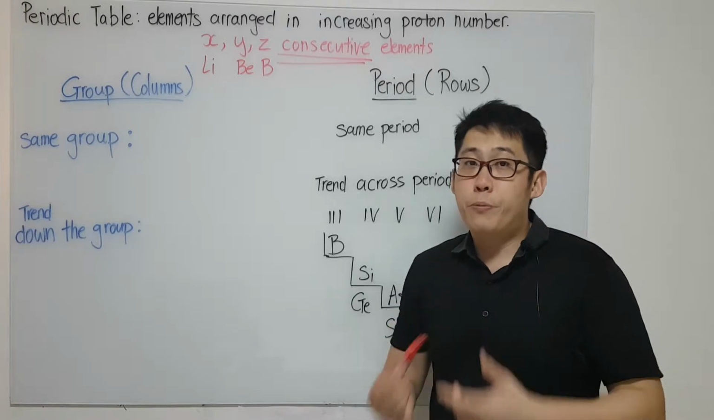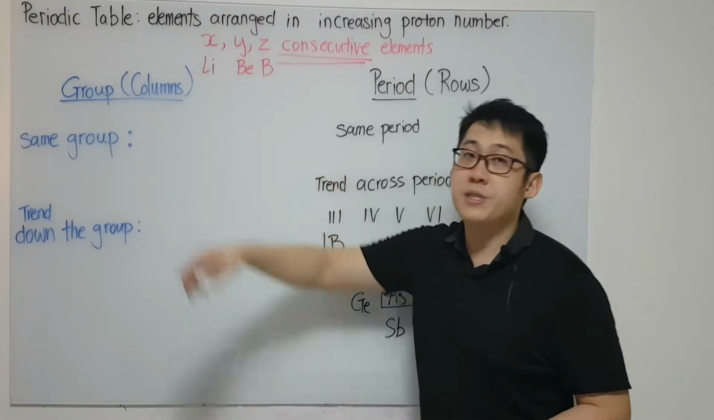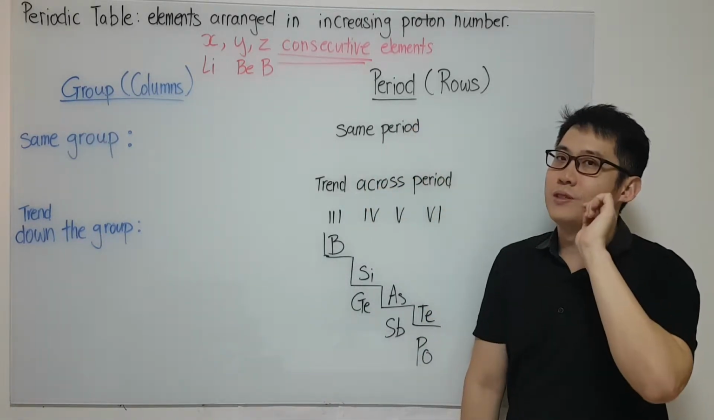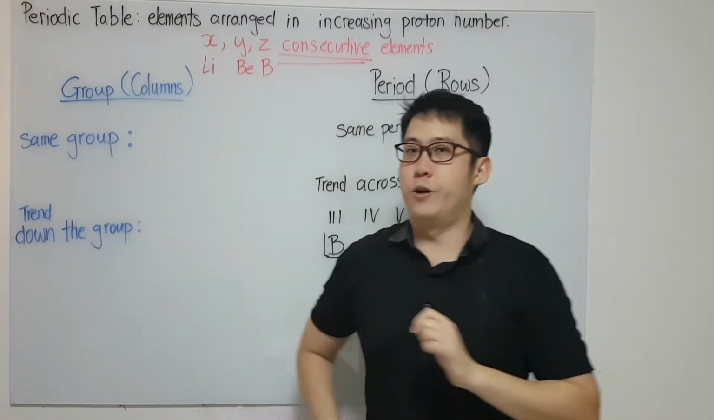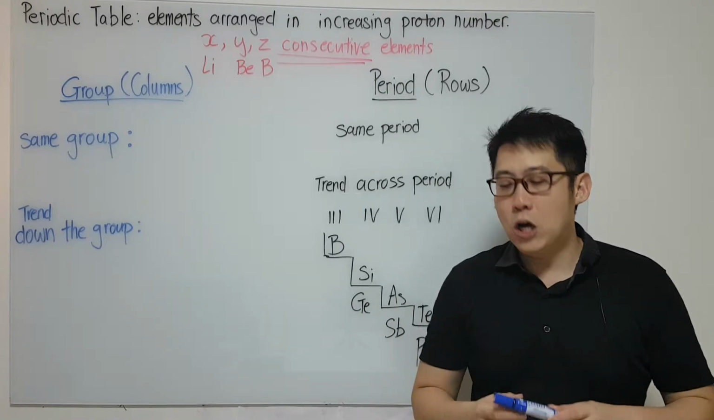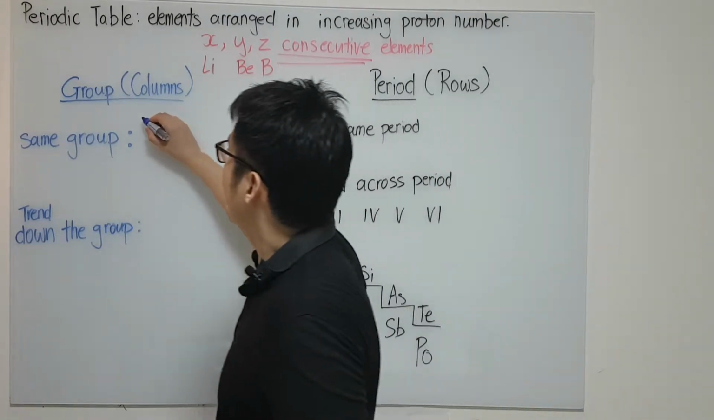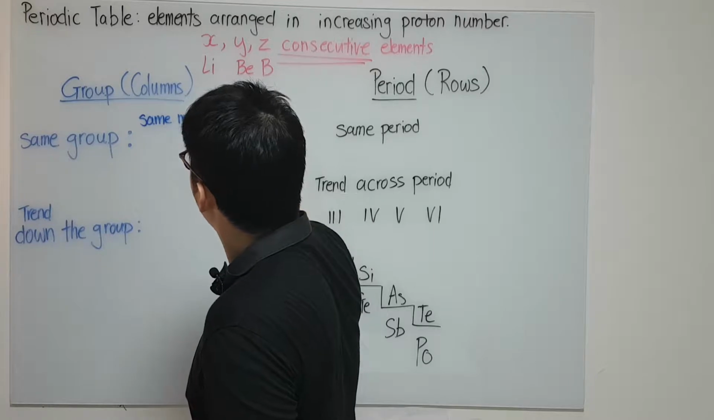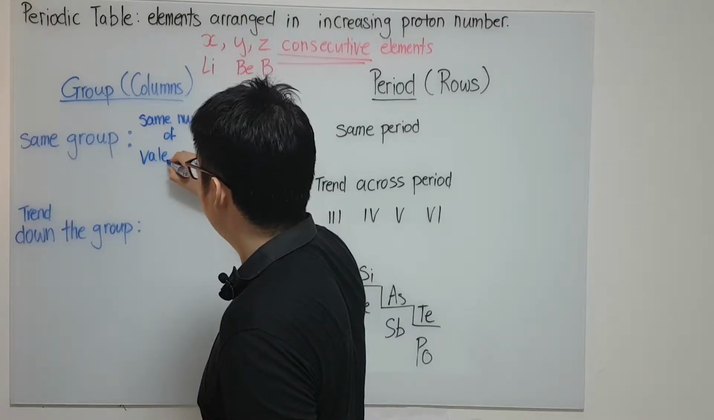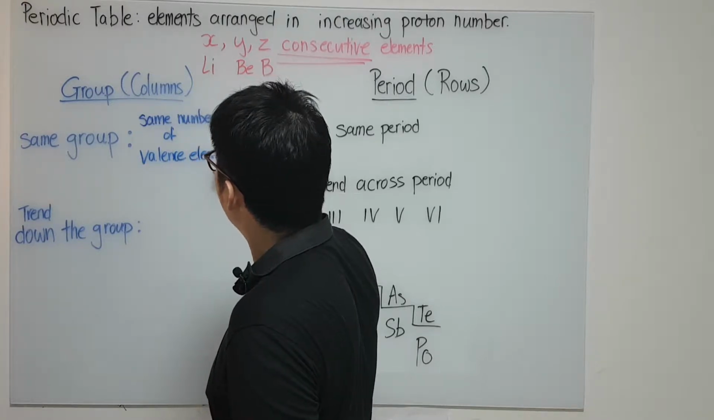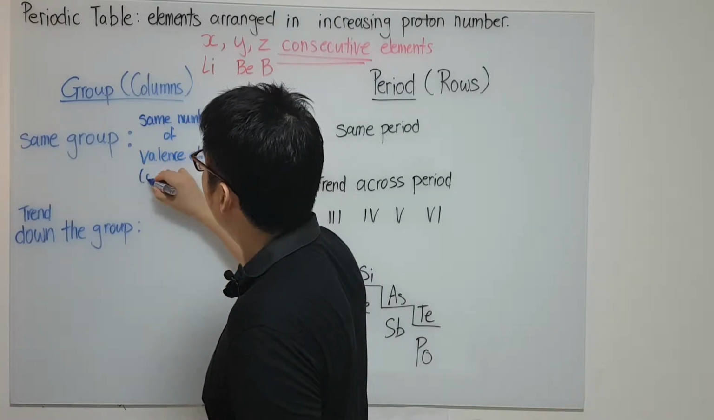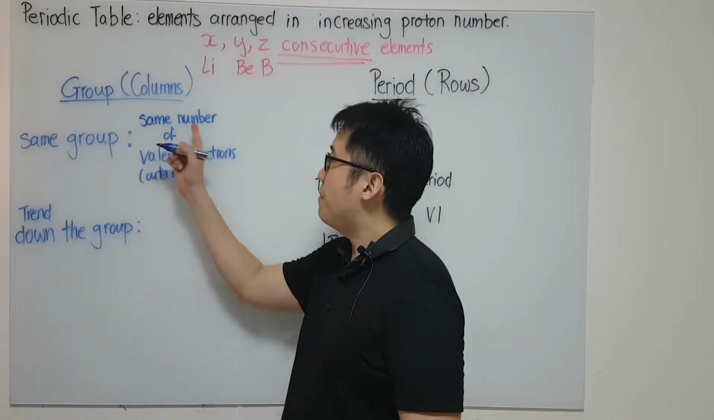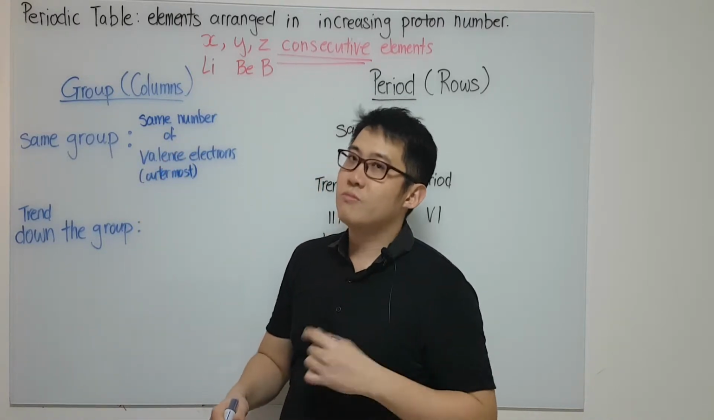As you have known, the periodic table has columns, which we call groups, as well as rows, which we call periods. In the same group, if the elements are all in the same group, you can very clearly tell me that they will have the same number of valence electrons. Valence electrons are what we also call outer electrons, outermost. So in group 1, one valence electron.